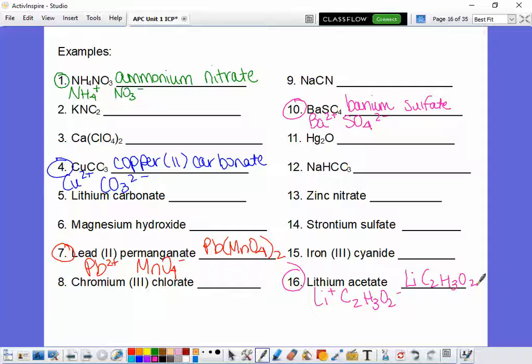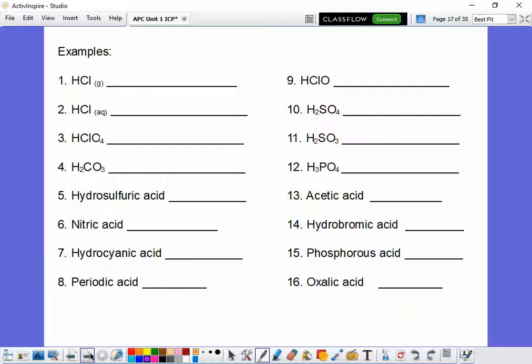Let's move on to acid naming. So, looking at this, notice that 1 and 2 look like they're the exact same, right? They both say HCl. But what is different about them? Their states of matter. I've included the states of matter for those first two. The first one is a gas, and the second one is aqueous. The state of matter for acids actually tells you how to name it.